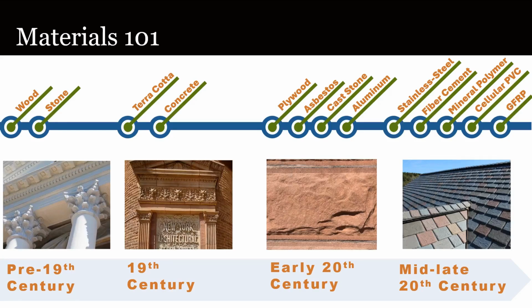The timeline provided on this slide is intended to illustrate how materials developed over time. Earlier, simpler materials, such as wood, stone, and iron, occasionally needed additional properties to achieve structural or aesthetic needs. Concrete and terracotta were developed as alternatives. By the early 20th century, plywood, asbestos products, cast stone, and aluminum exploded into the market as lighter, less corrosive, and cheaper materials that required less maintenance.